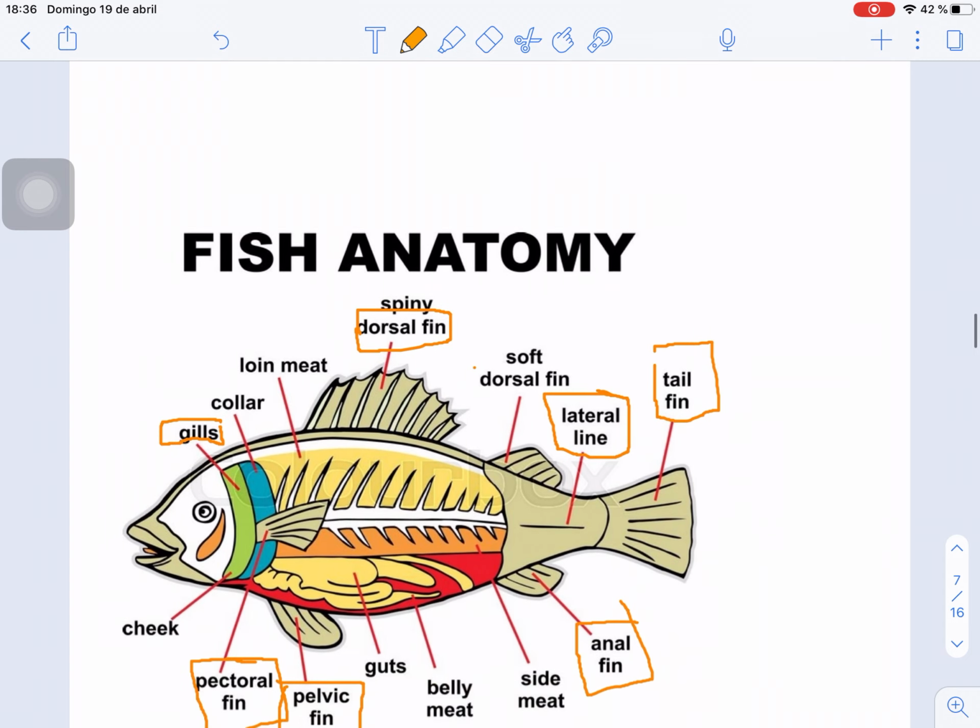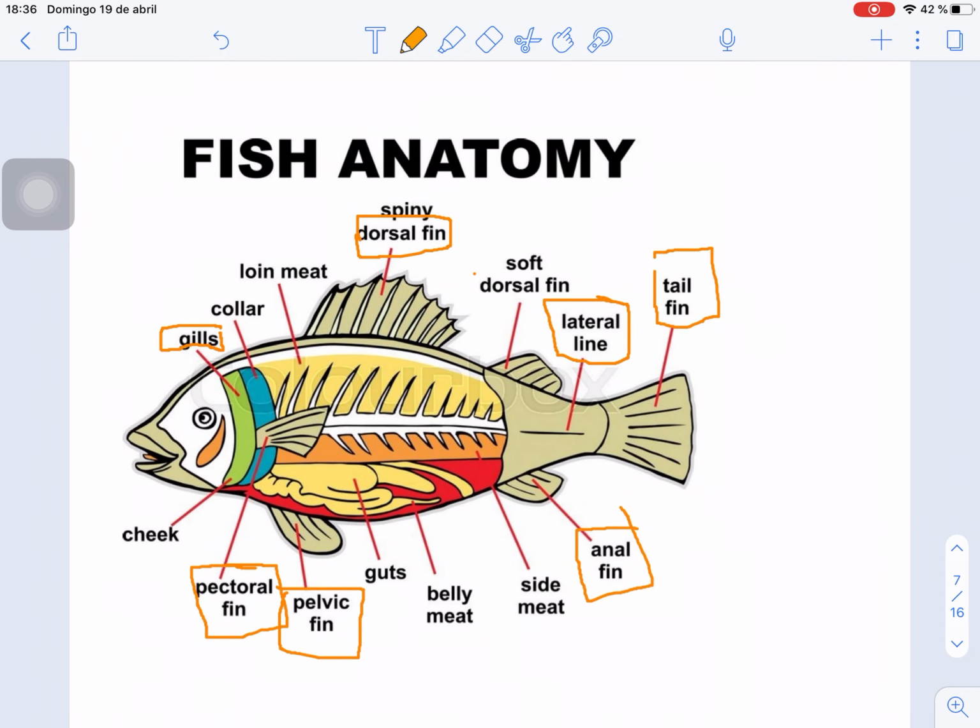Well, let's take a look at the organs of the fish. Here we have the gills, remember, to extract the oxygen from the water. And we have fins that allow the fish to move. We have the dorsal fin, that is here at the back. We have the tail fin, at the tail. The anal fin, near the anus. The pelvic fin and the pectoral fin. And the lateral line will be this. This is the lateral line, remember, like a radar.